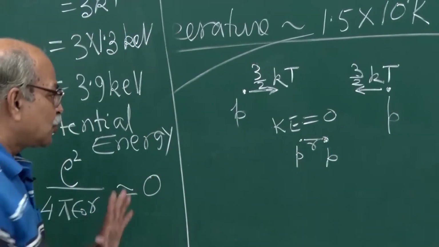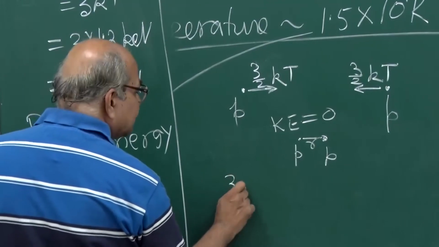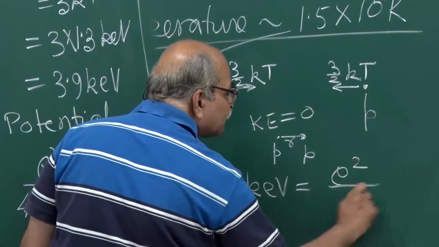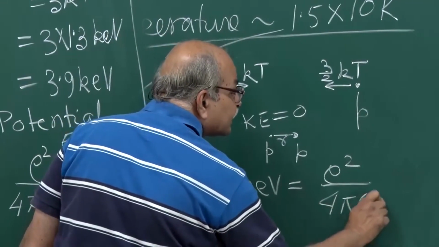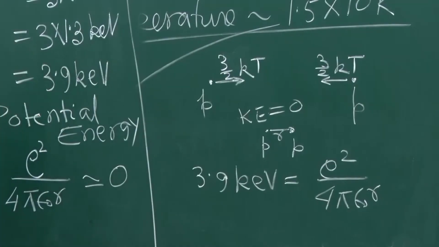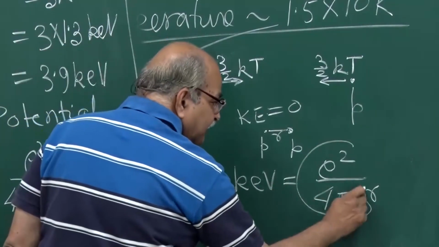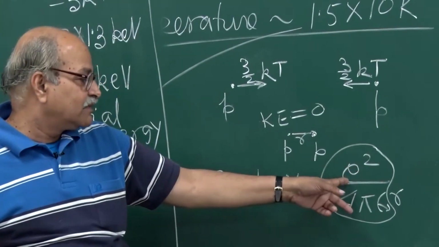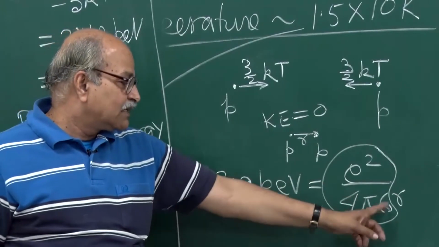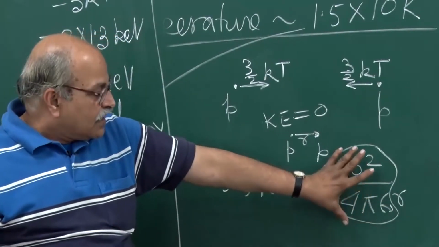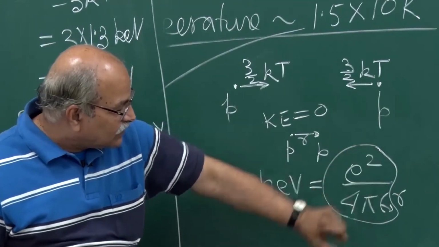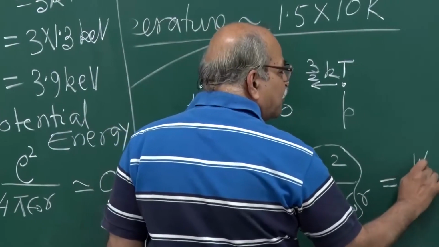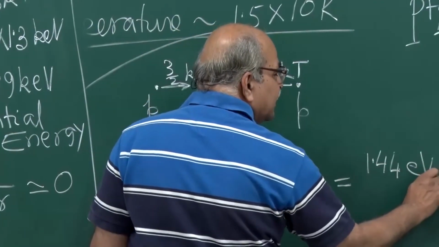Okay, for that what should be the condition? The total mechanical energy, 3.9 keV, should be equal to e squared over 4 pi epsilon naught R. And this quantity is a fixed quantity. This is the electronic charge, 1.6 times 10 to the power minus 19 coulomb. 4 pi epsilon naught, or epsilon naught, is a fixed quantity. And if I calculate this entire thing, e squared over 4 pi epsilon naught in proper units, it turns out to be 1.44 eV nm.